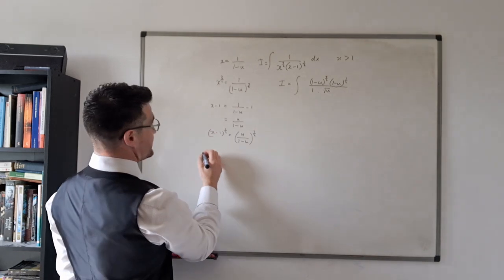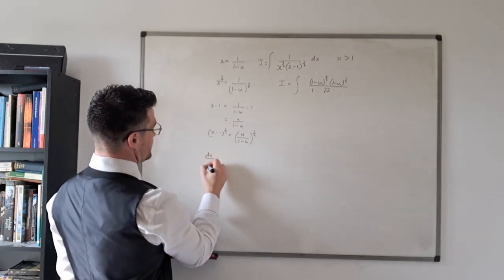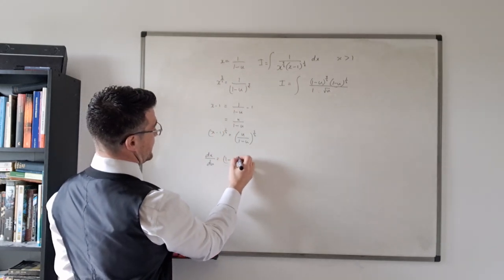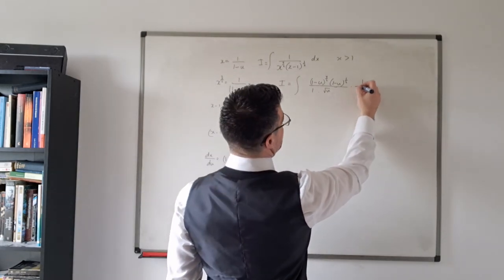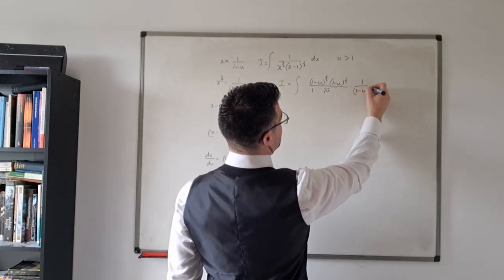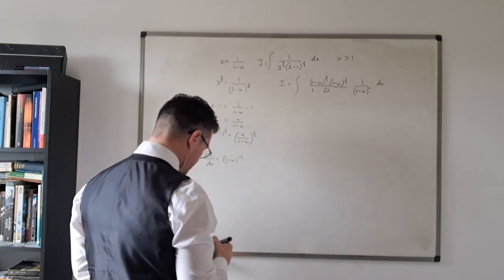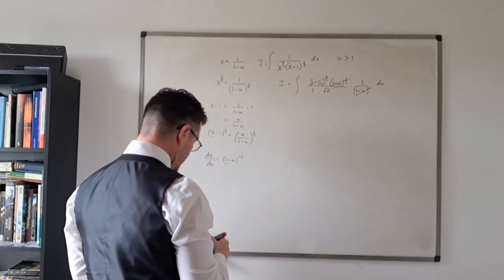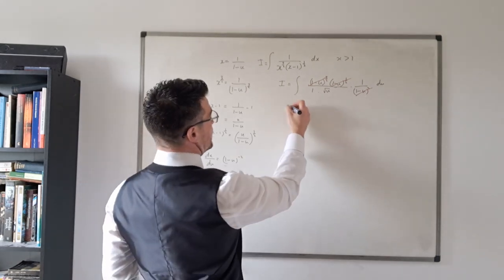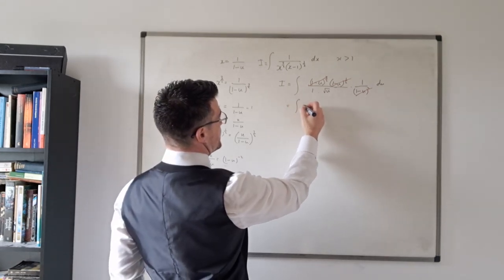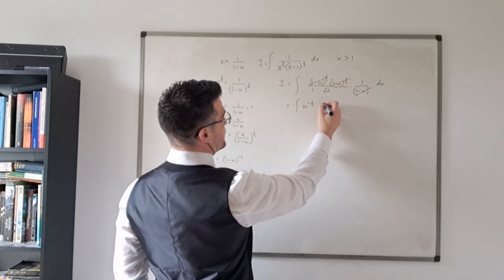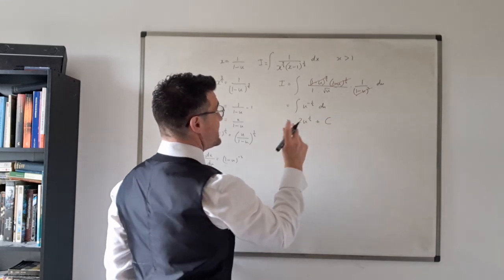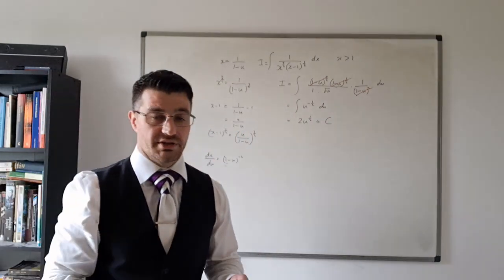I need to differentiate. So dx by du is equal to 1 minus u to the power of minus 2, 1 over 1 minus u squared du. So we get some interesting cancelling here. And we're left with the integral of u to the power of minus a half, which is 2u to the half plus c. Don't forget your constant of integration.